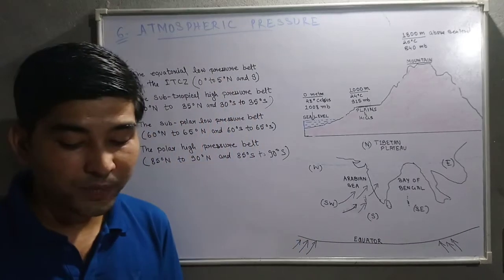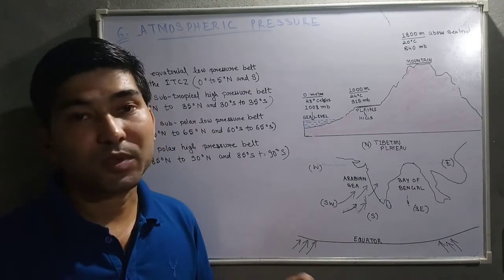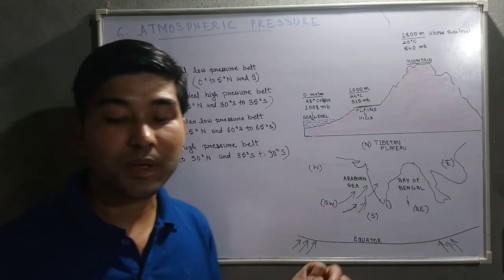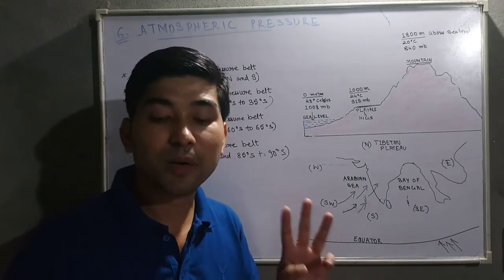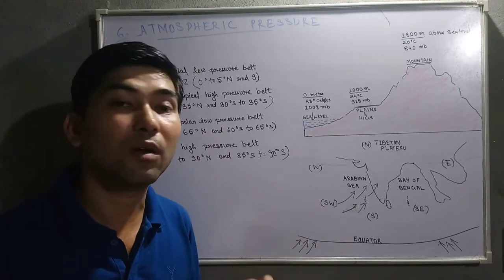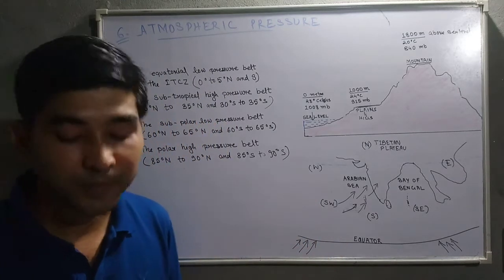So there are three different types of winds. They can basically be divided into three: permanent or planetary winds, periodic winds and local winds. Let's discuss permanent winds.